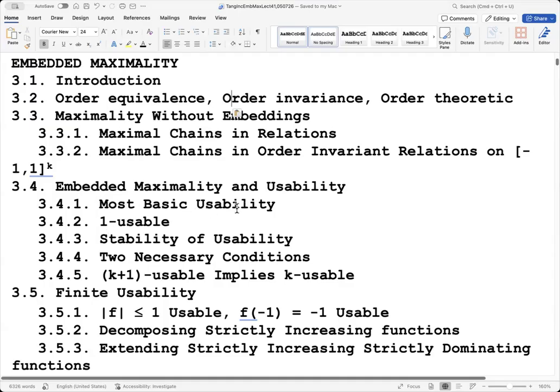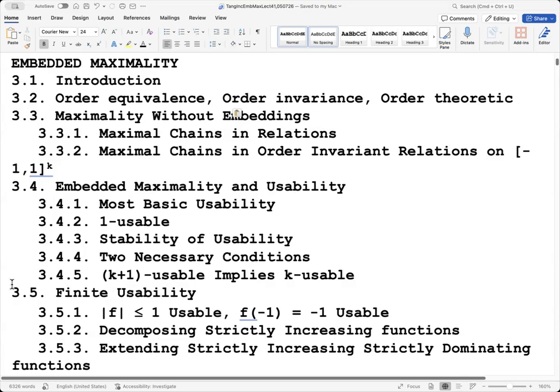Okay, the most basic usability of all, which comes easily from Ramsey's theorem. And then usability in one dimension is completely solved. Some background stuff about usability is stable, and two necessary conditions that have been around a long time. This dimension thing has been around a long time, and this time it's written out. We don't need to talk about this much.